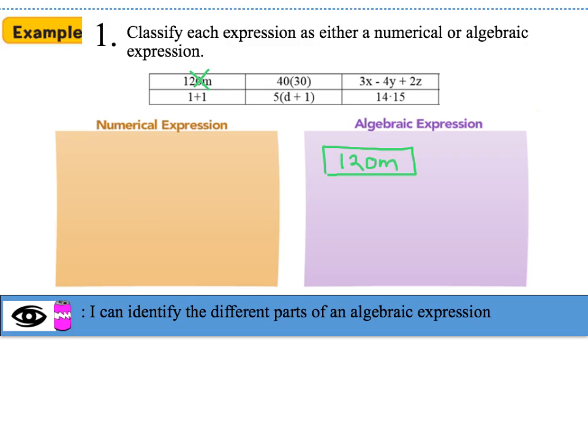Now I'm going to look at the second tile, which says 40 times 30. There's no variable in there, so I know that this is a numerical expression. So I'm going to write 40 times 30 in the numerical expression box.